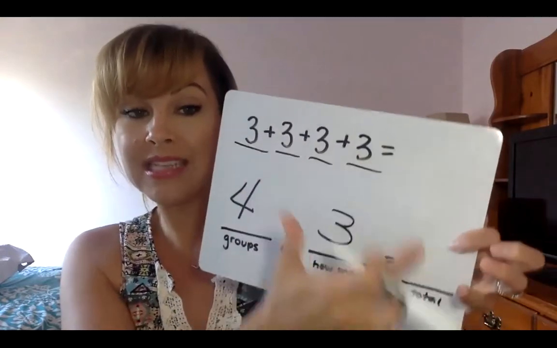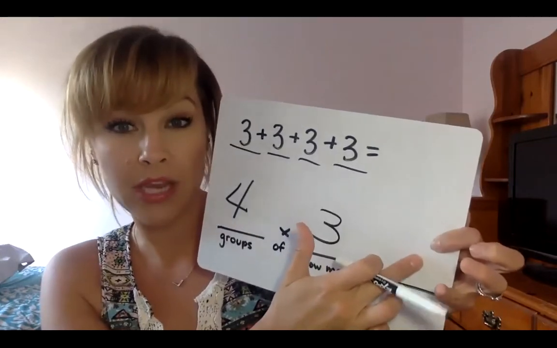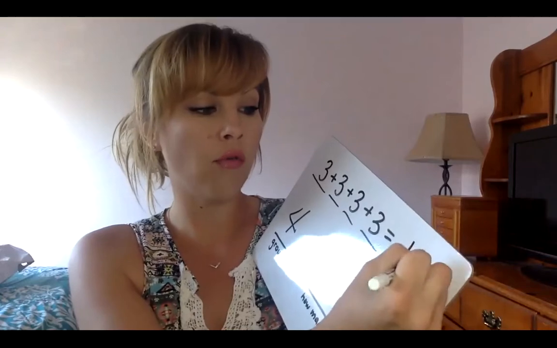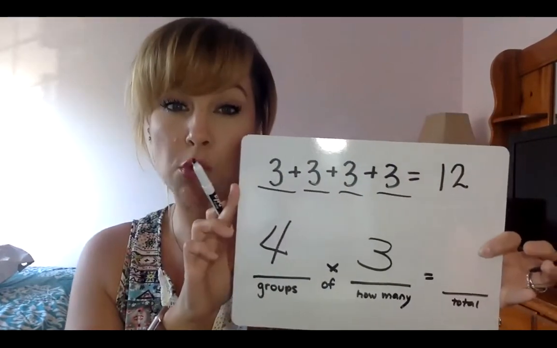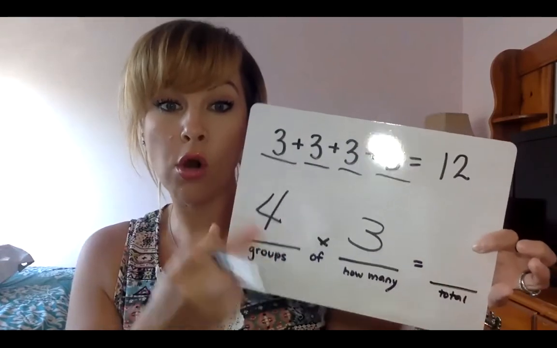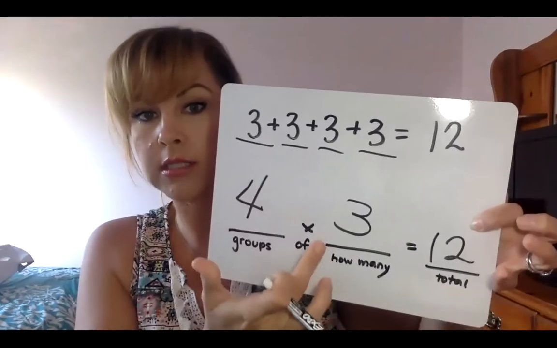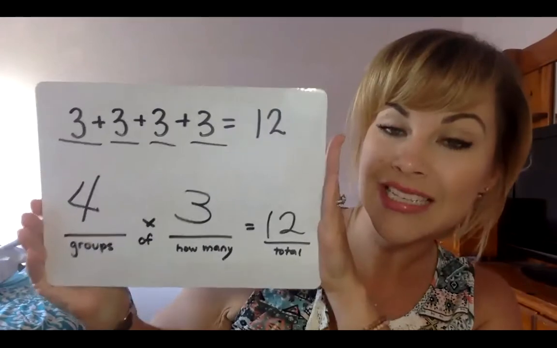And your sum is going to be the same as your answer for the multiplication. So I know that 3 plus 3 plus 3 plus 3 is actually 12. So that means I can change this into a multiplication sentence and say 4 groups of 3 equals 12, or 4 times 3 equals 12. You can always change a repeated addition sentence into multiplication, okay?